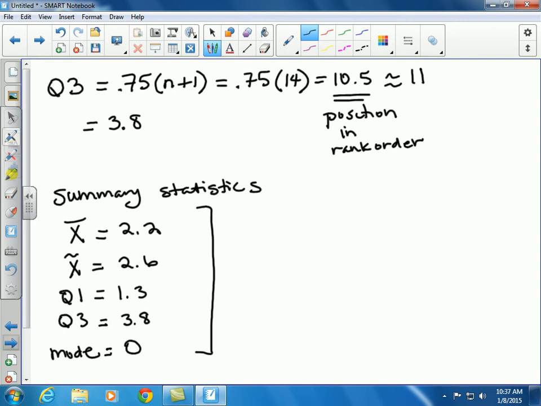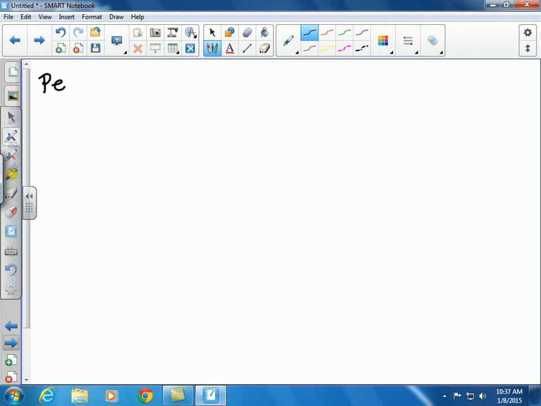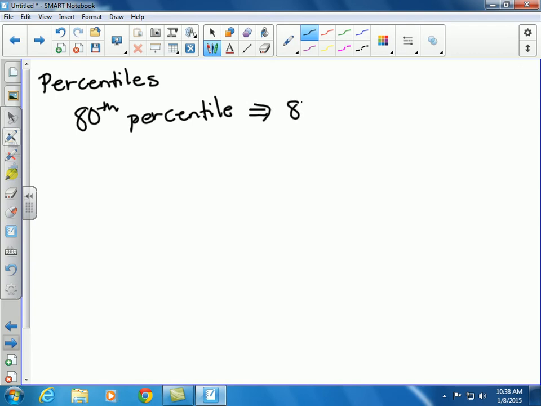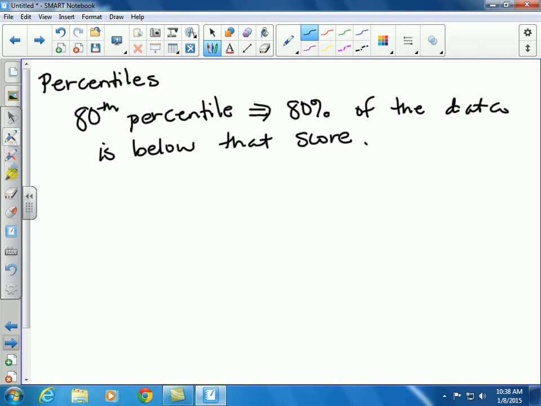On a second note, I want to talk a little bit about percentiles. Because percentiles, everyone hears that you're in the 80th percentile. If you're in the 80th percentile, that means 80% of the data is below that score.